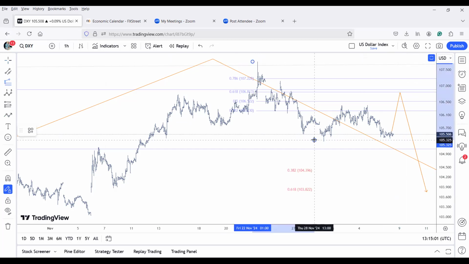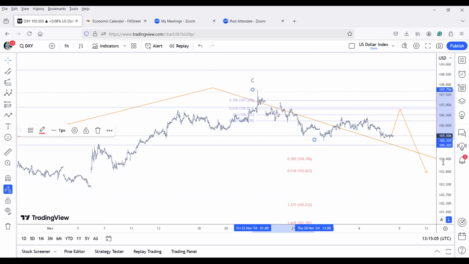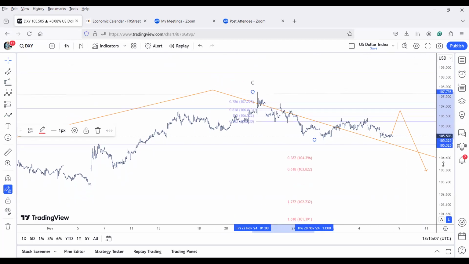And that is a short-term reward. The long-term reward we have already discussed earlier. It has got potential to drop all the way towards 92, but it's going to take several weeks and months to reach there.